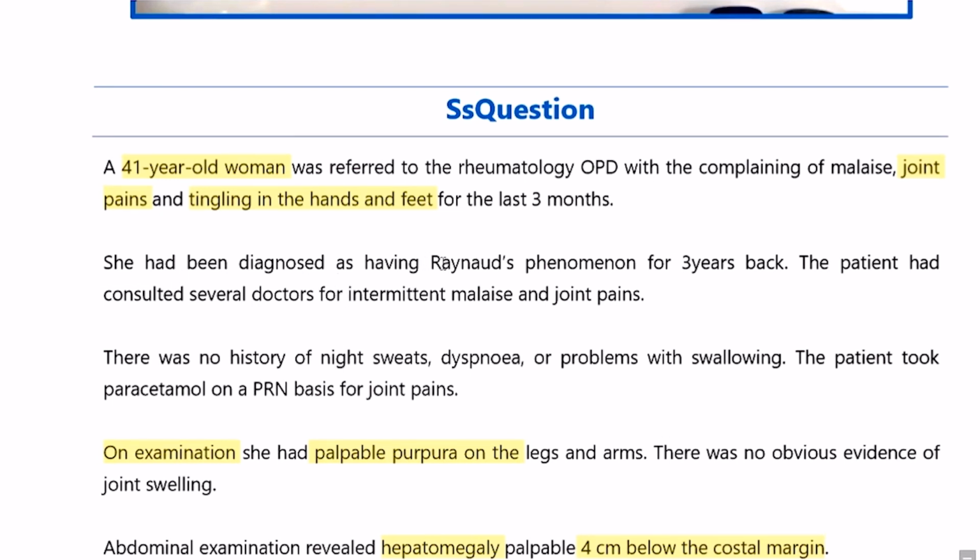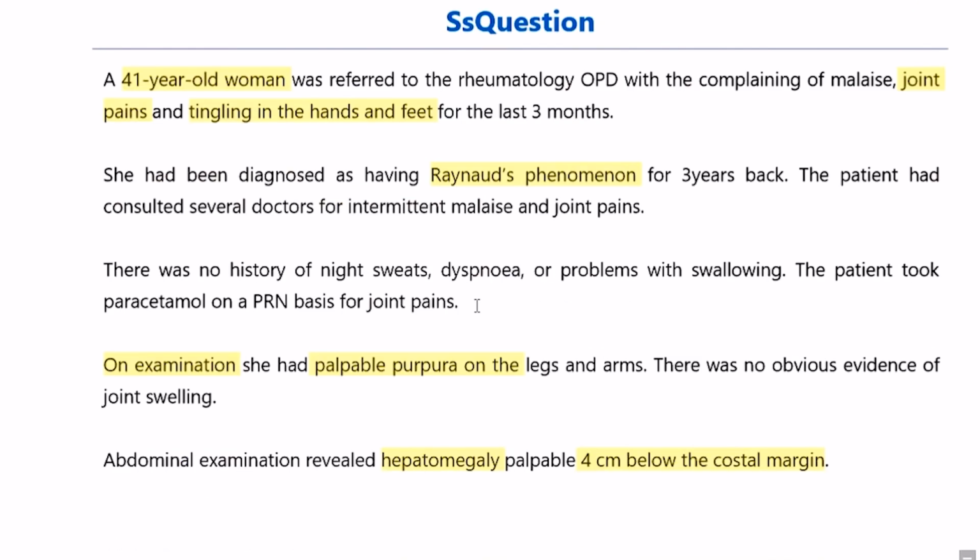So she had been diagnosed with Raynaud's phenomena 3 years back. So yes, once again, cryoglobulinemia. The patient had to consult several doctors for intermittent malaise and joint pains, and there is no history of night sweats, dyspnea, or problems with swallowing. Yes, the patient took paracetamol on a PRN basis for joint pains. Problems with swallowing is also an important negative differential, because having Raynaud's phenomena, we always talk about the first diagnosis of Raynaud's phenomena as SSc, meaning systemic sclerosis.